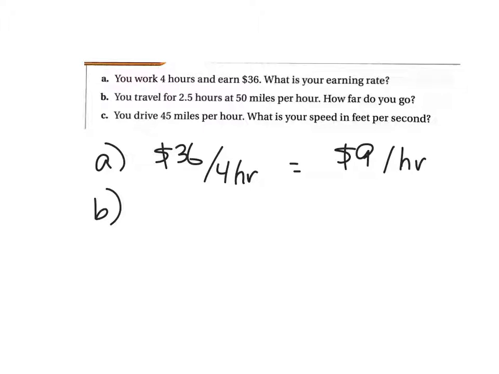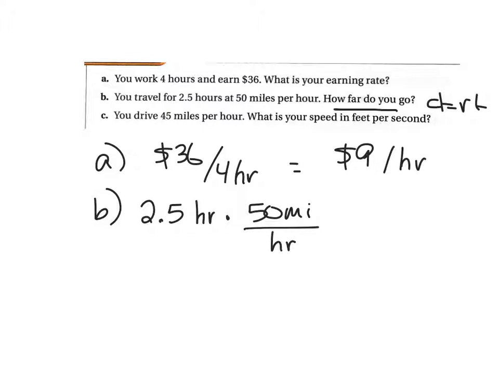Part B, says you travel 2.5 hours at 50 miles per hour. How far do you go? Okay, so we're traveling for 2.5 hours times how fast we're going. Remember, from Algebra 1, distance is rate times time. So I'm multiplying the rate times the time, which is 50 miles per hour. The neat thing that happens here is the hours cancel. And so what that leaves me with is 2.5 times 50, which is 125, and the only unit that's left is miles, which is exactly what I need because it asked me how far do you go.